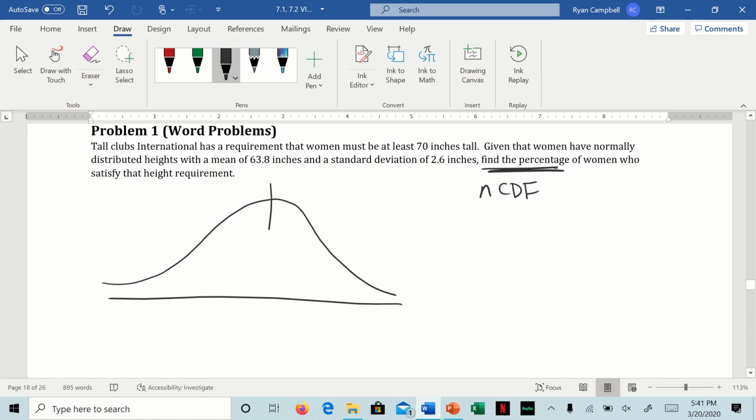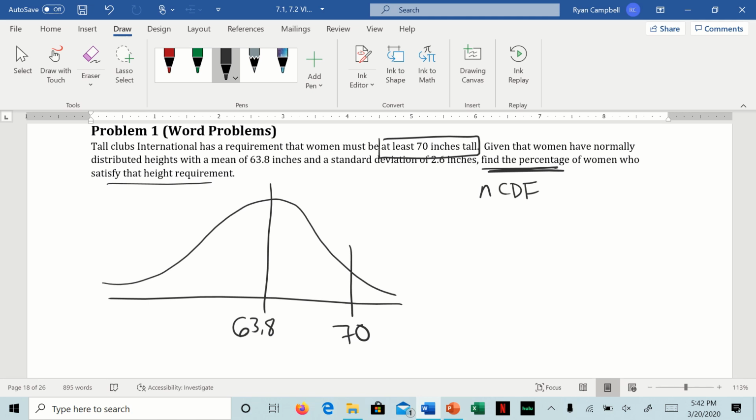We draw our graph. What goes in the center? Remember, it's not 0, it's the mean. In the previous example, 0 was the mean. This time, we see that the mean is 63.8. We want the probability, so we have to have a data value down here. It says that to meet the height requirement, you have to be at least 70 inches tall. So 70 is our number, and the location is to the right, because 70 is more than the mean.